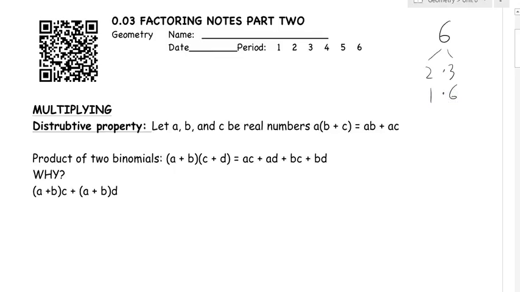There's other things that multiply together to be 6. 1 times 6 equals 6. But those aren't the prime factors, the smaller parts that do it. 1 times anything is itself.